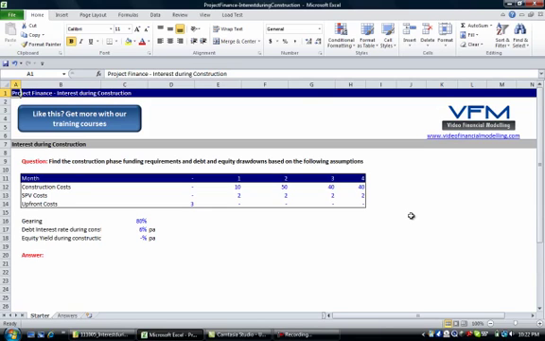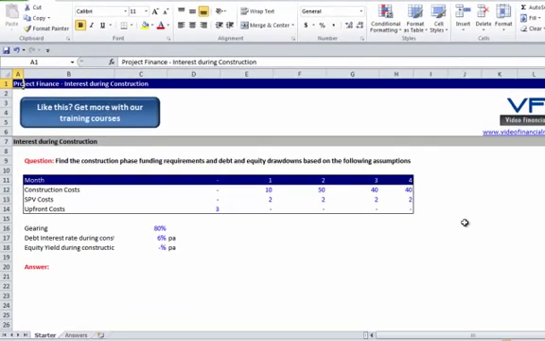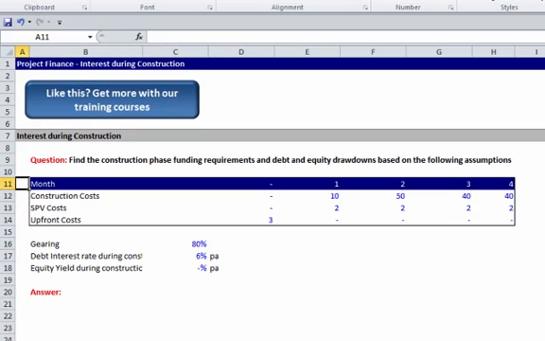Today we're going to talk about an important topic in project finance, and that is interest during construction. If you haven't already done so, please read our blog before you start this mini tutorial. Okay, let's jump straight into it.